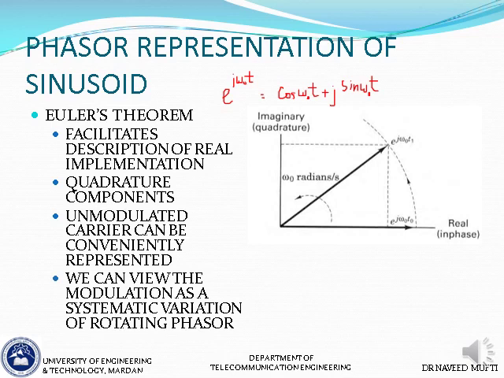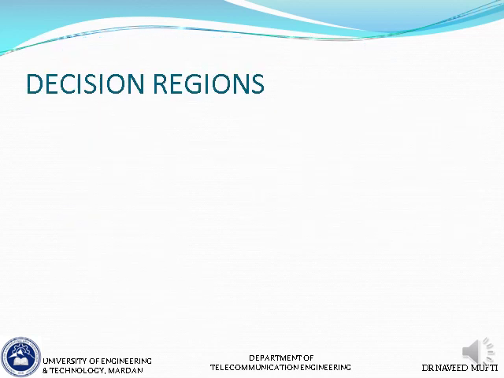And thirdly, when it comes time to modulate the carrier wave with information, we can view this modulation as a systematic variation of the rotating phasor and its projections. So you see, these are the benefits of representing sinusoids as a phasor, because we can graphically visualize them. Okay, so having quickly revised that we can represent our sinusoid as a phasor, we will go on to look at this important concept of decision regions.